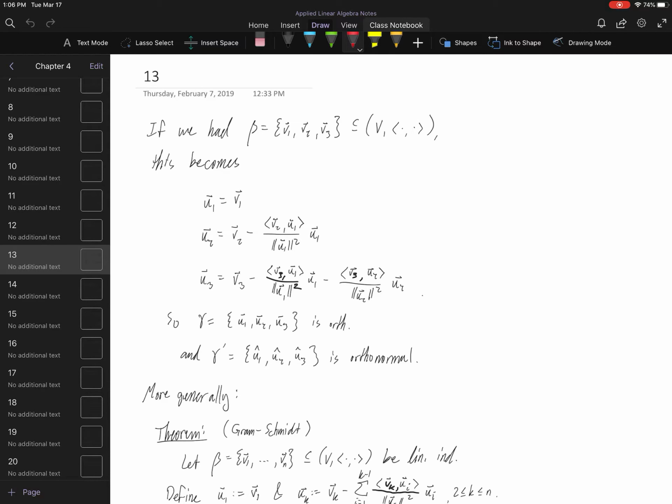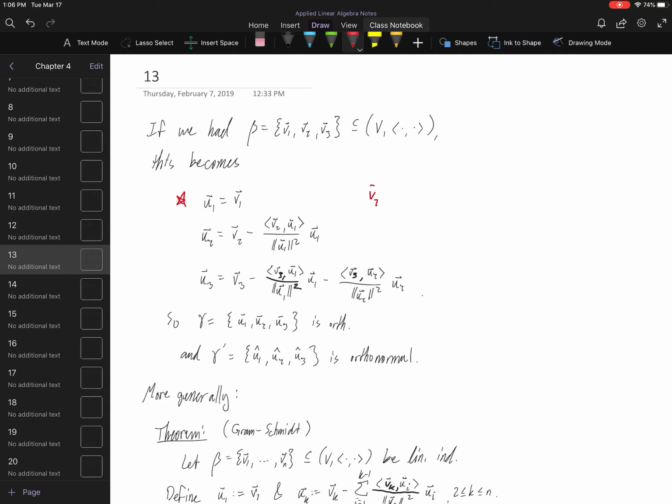But let's say we bump up the complexity here. Let's say that we're trying to do this for 3 vectors now. This is an arbitrary basis of an inner product space that we call V, right? And this basis is going to start off the same way. We're going to go ahead and say let U1 be V1.